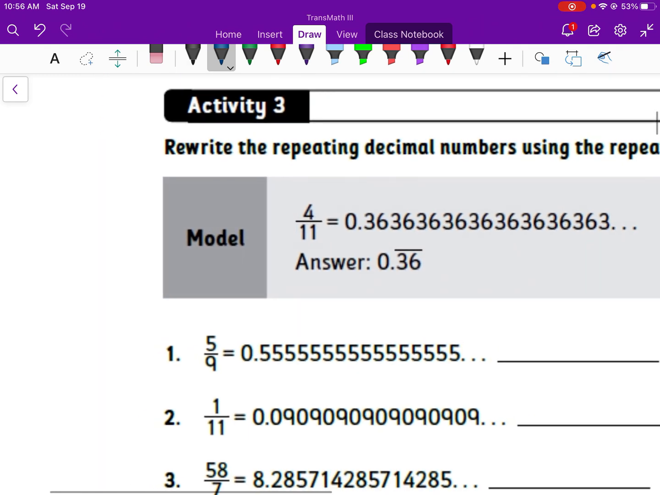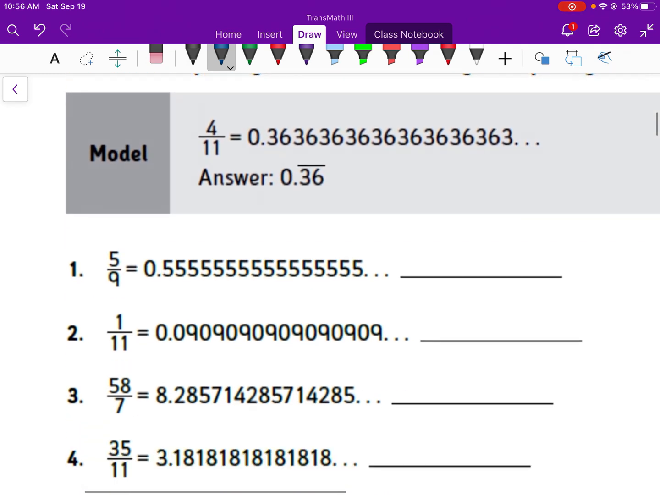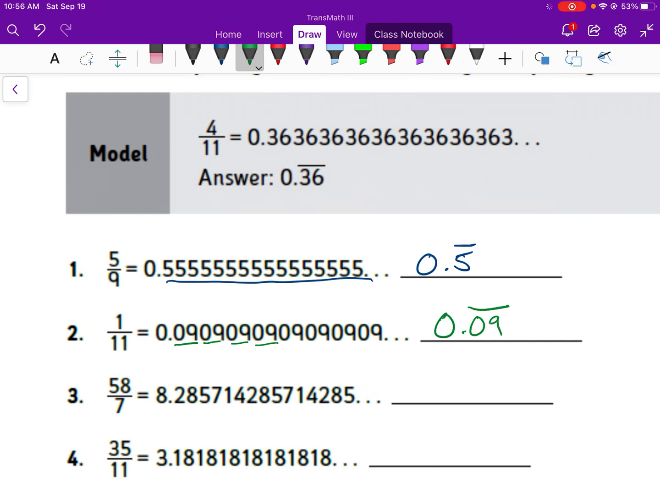Okay, I was rounding to tenths and hundredths place. Repeating decimals now. If you notice here, 5 is repeating in number 1, so we're going to write this as 0.5 repeating. Okay, 5 is the repeating part. Okay, in number 2, 0.09, 9 is the repeating part, or the pattern. I'm going to put a line over the 9.